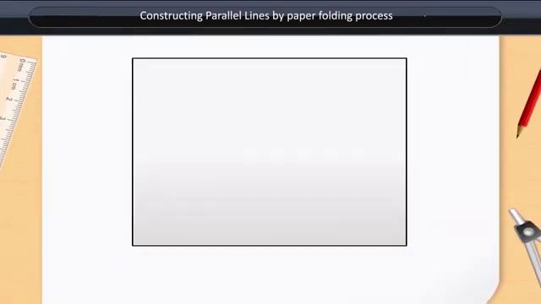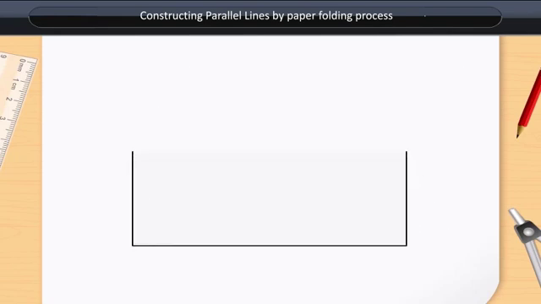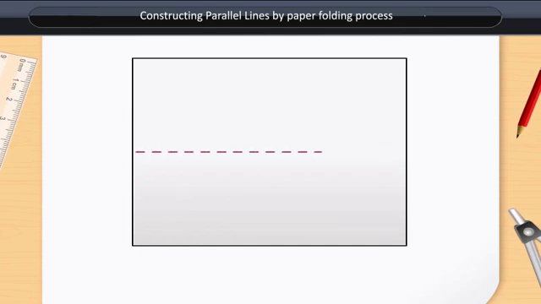Constructing parallel lines by paper folding process. Let us draw parallel lines by paper folding process. First, we take a paper and fold it to make a straight line. Suppose line 1 is the given line.